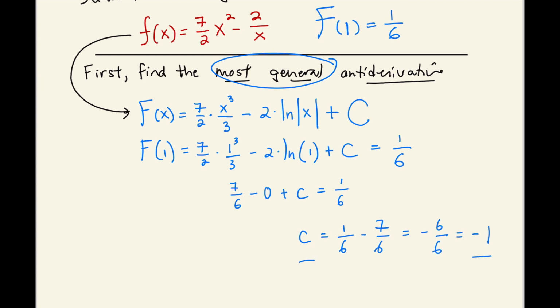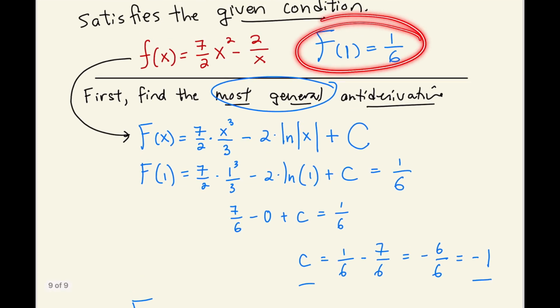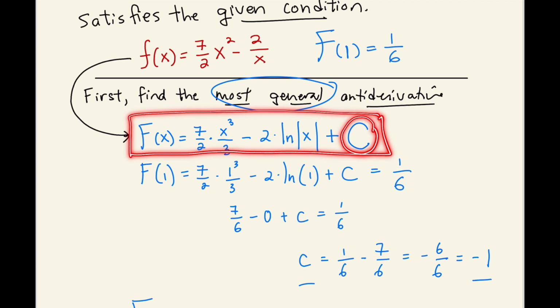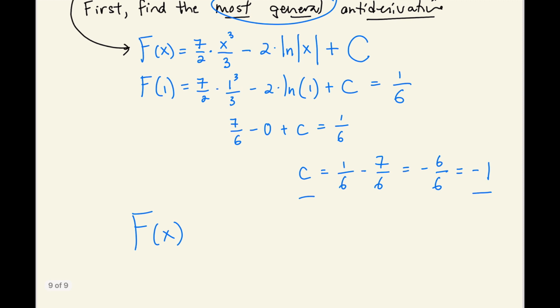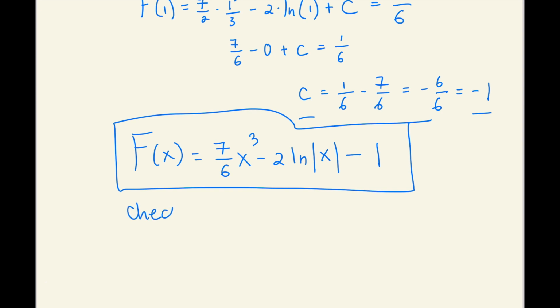So c is -1. So the antiderivative that satisfies this condition is basically going to be this most general antiderivative where c is equal to -1. So let me just write that out. So I have 7/6 x cubed minus 2 times the natural log of absolute value of x minus 1, and that is my final answer. Now, as I always recommend, you can check your work.